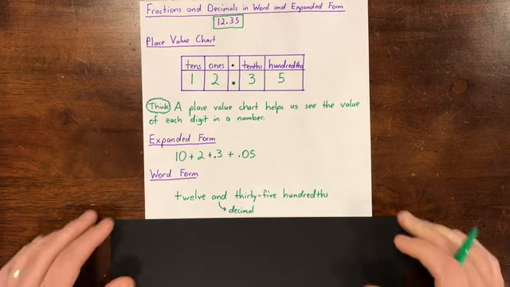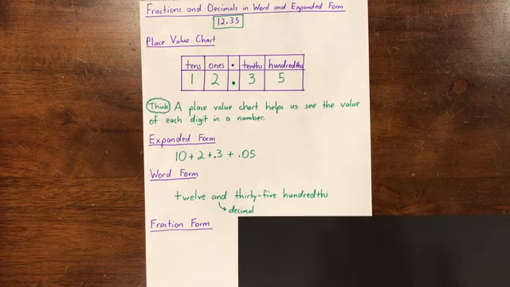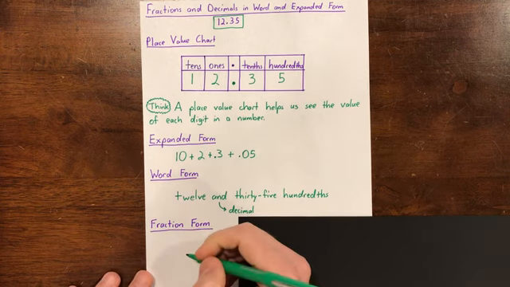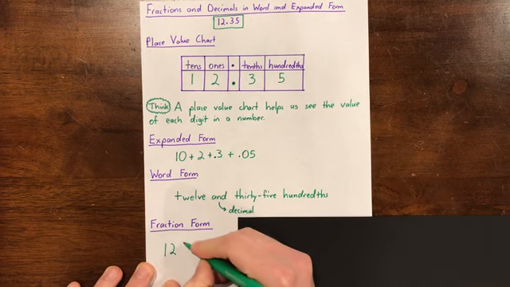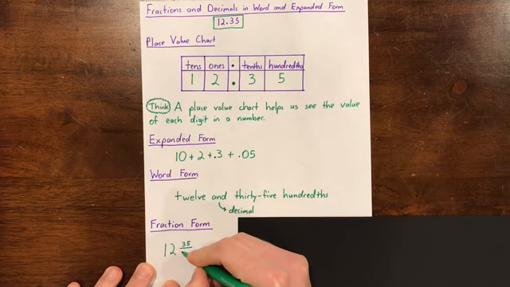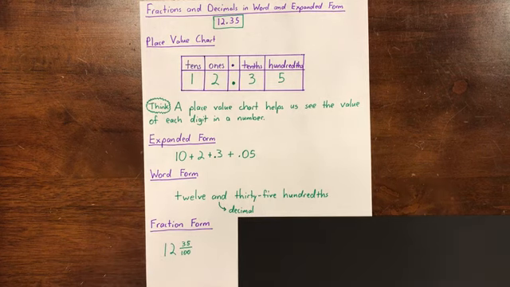Okay, great. So now let's talk about fraction form. How would you write this number as a fraction, and how do you know? Say it out loud. It'd be a mixed number, right? 12 and 35 over 100, because we've got 12 wholes and we've got 35 hundredths, so 35 out of 100 is a fraction.